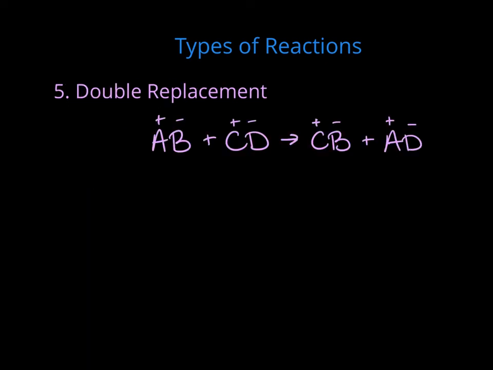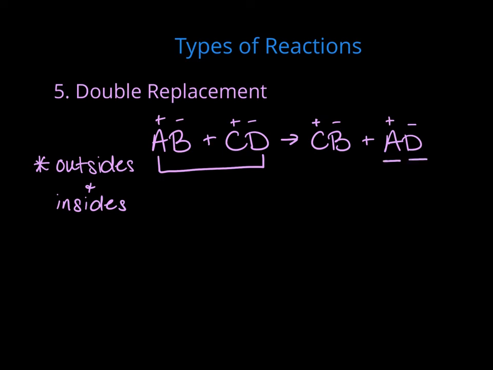Finally, we have our double replacement reactions. In these types of reactions, our reactants are going to completely break apart, and our metals and nonmetals are going to recombine to form brand new substances. An easy way to remember how this new combination is going to happen is outsides and insides. Our outside elements are going to combine and come together, and our inside elements are going to combine and come together. Just remember, when you're rewriting your new compounds in the products, that your positive cations or your metals always come first within a compound.